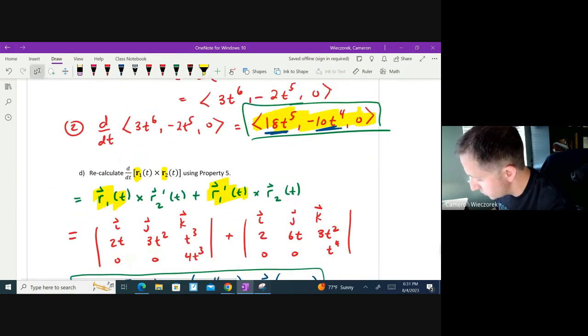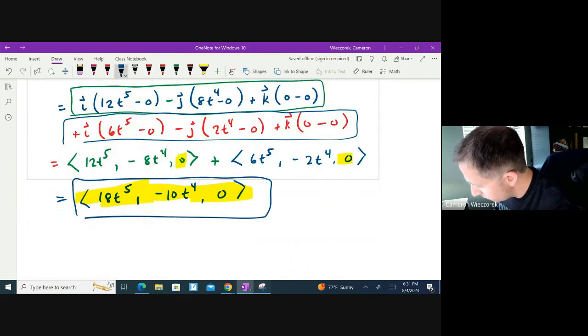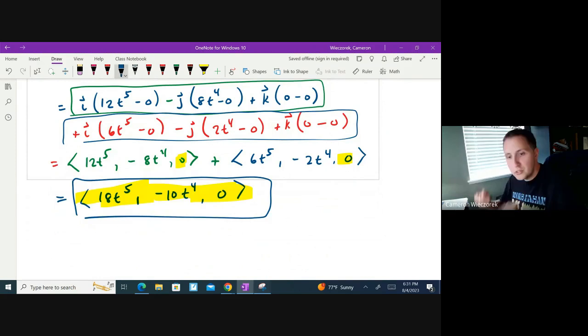I would say in this case it took longer. It won't always take longer, but there we go. So that confirms these properties work, at least for those specific vectors. And there's proofs you could prove these, but we're not going to do that. Okay? All right. That is taking derivatives of vector valued functions.